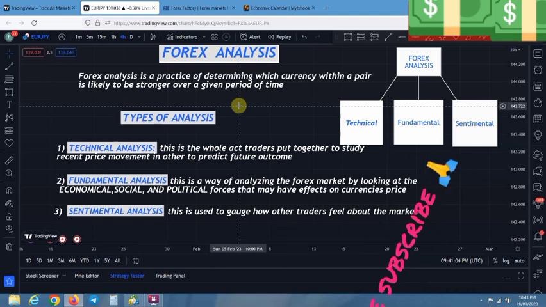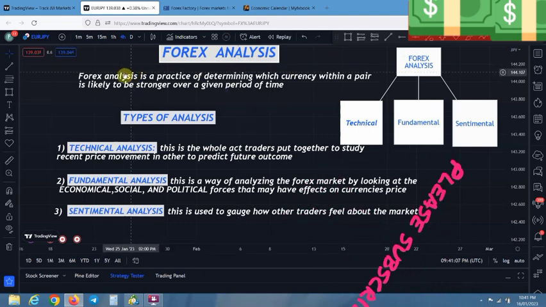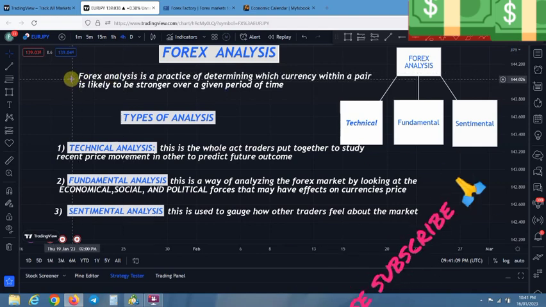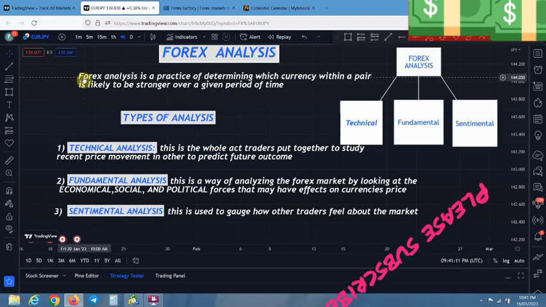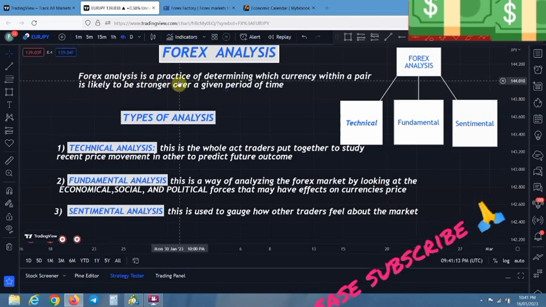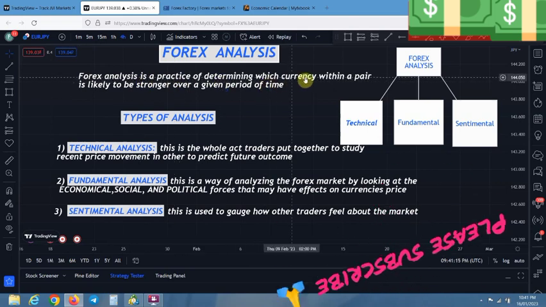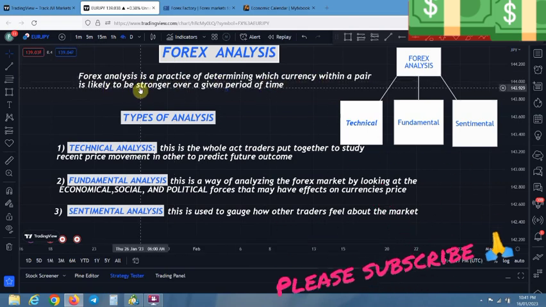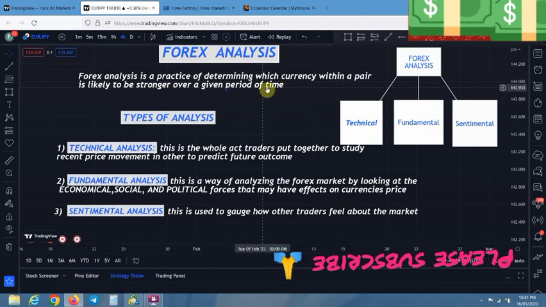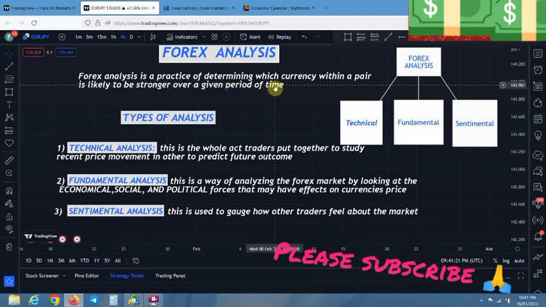What is forex analysis, right? So right here on my screen, I gave a definition to forex analysis, and I said forex analysis is a practice of determining which currency within a pair is likely to be stronger over a given period of time. Okay, so let me break this down.